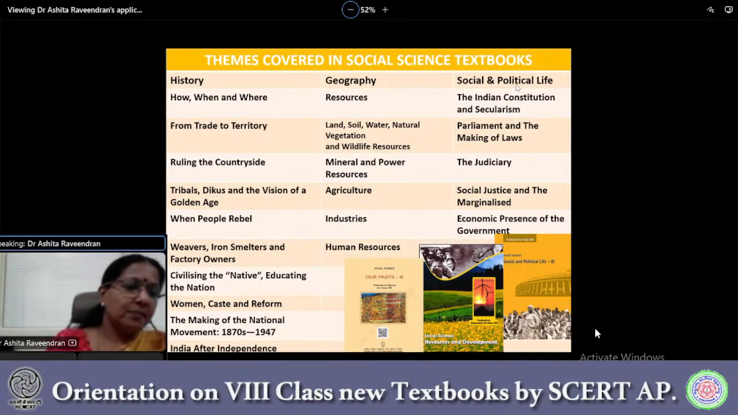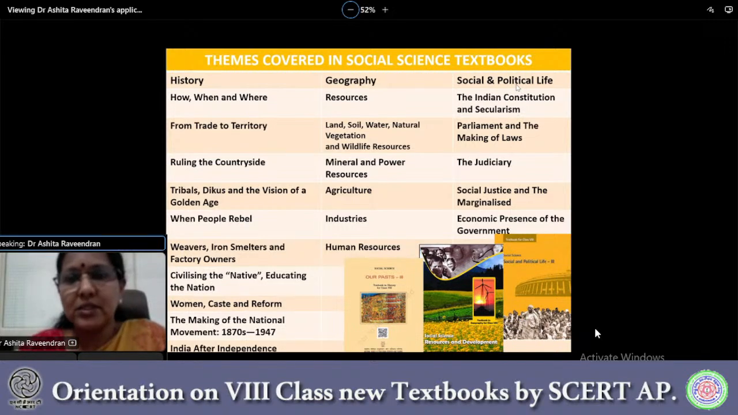Now, coming to the themes that are being covered in the social sciences. As I have said before, we have many different themes that are being covered in our social sciences. And if you look at the history part, we have political, economic, social, and cultural development of ancient, medieval, and modern periods, which has been covered in the total history from the upper primary stage.